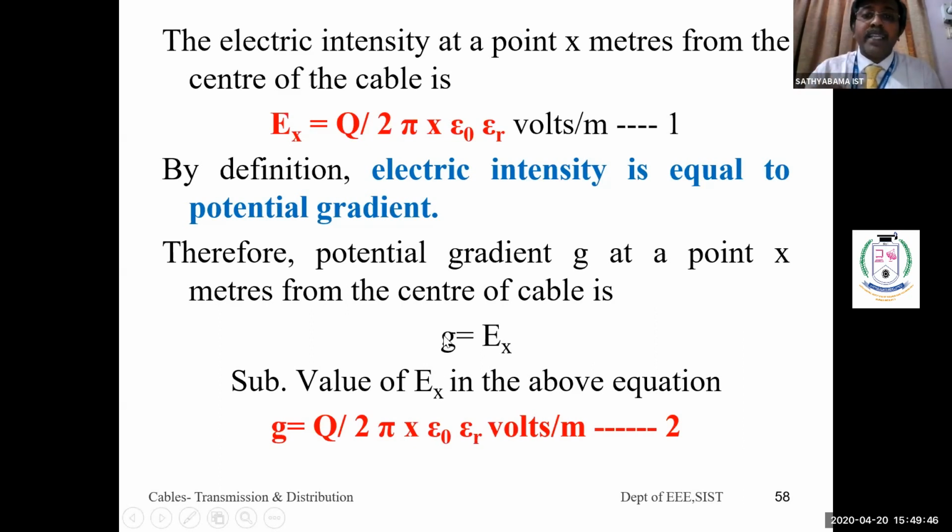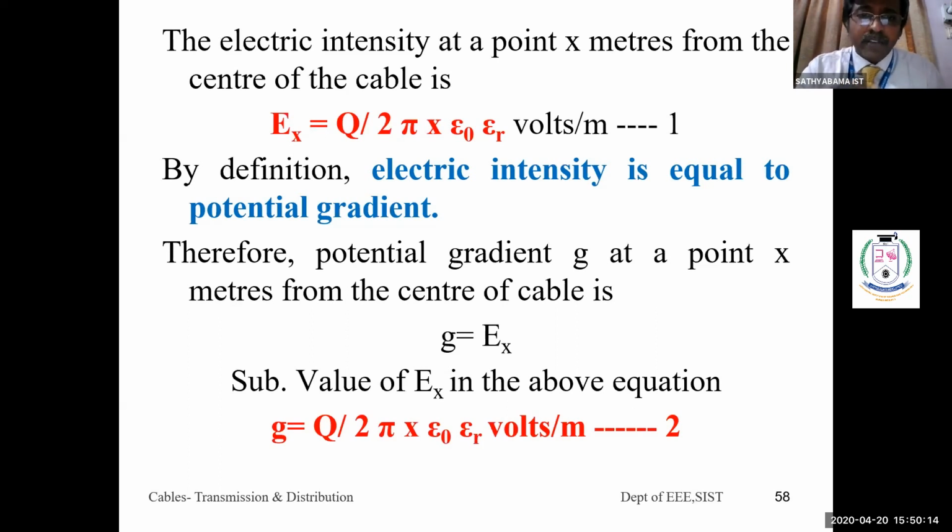Your potential gradient G at a point x meters from the center of the cable is G equal to E of x. We know E of x from equation 1, so we substitute it here. G is equal to Q divided by 2 pi x epsilon naught epsilon r. Based upon the second equation, we are going to derive the maximum gradient and minimum gradient. How can we do it? It's very easy. Please go through that equation.